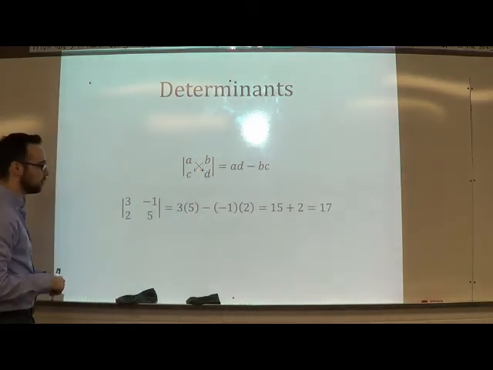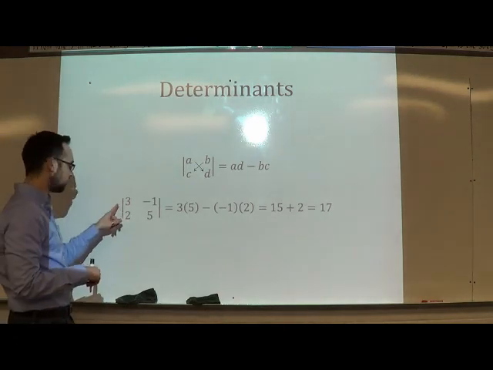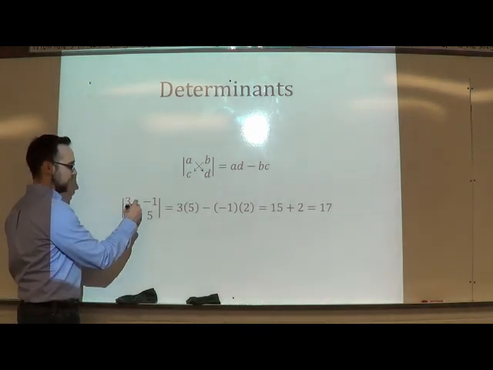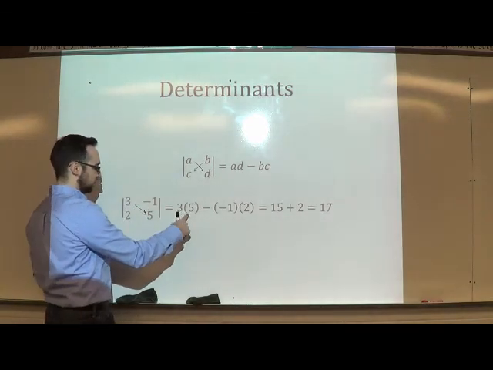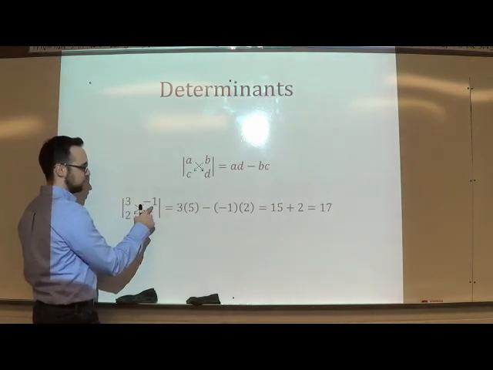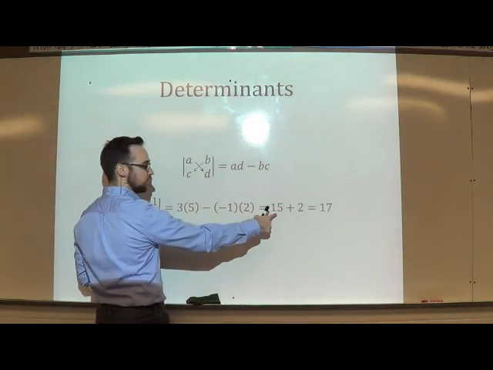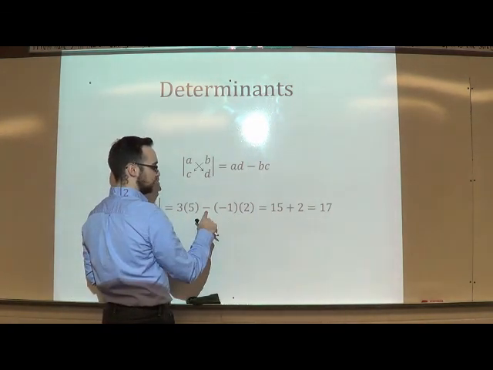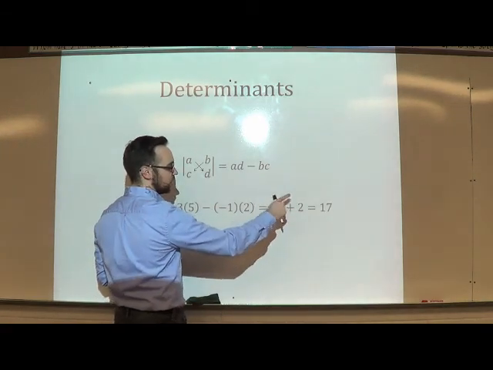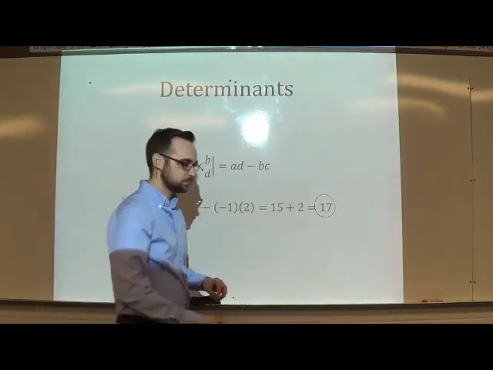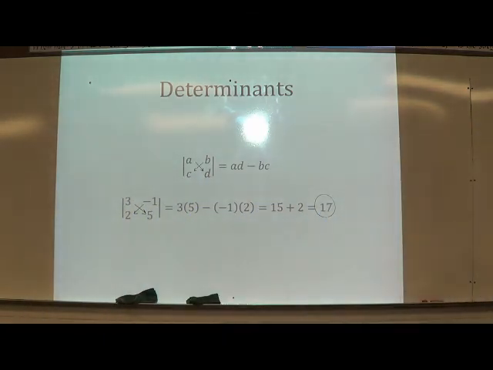Just to give you an example of how this works, we have this matrix 3, negative 1, 2, and 5. We cross-multiply, so I have the 3 times 5 here, and then we have negative 1 times 2 here with the subtraction in the middle. So 3 times 5 gives us the 15. Negative 2, minus that is going to be plus. So the determinant here is going to be 17. And that is what we call the second order determinant of that 2x2 matrix.